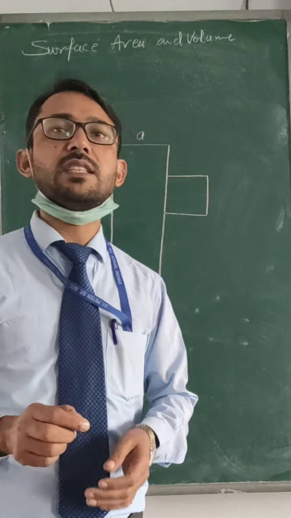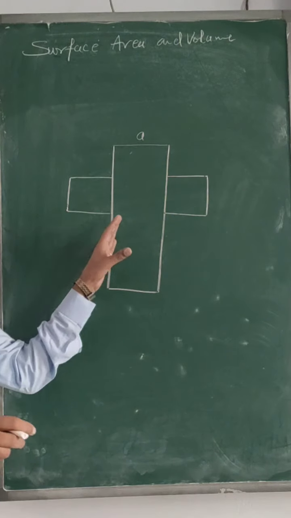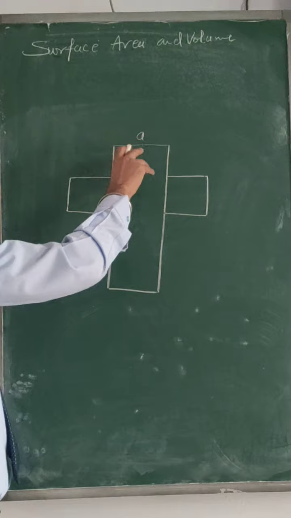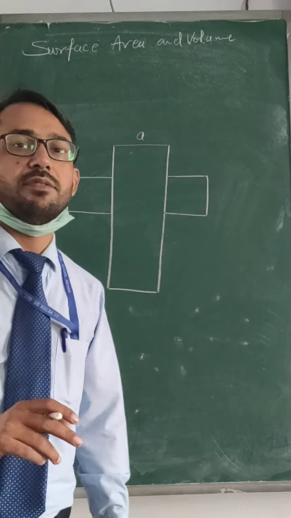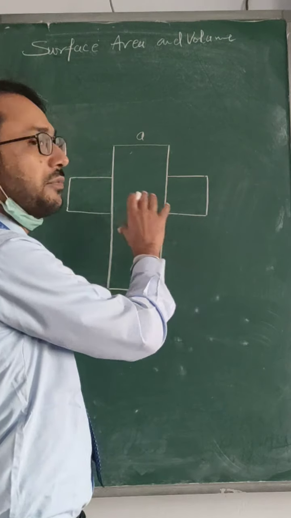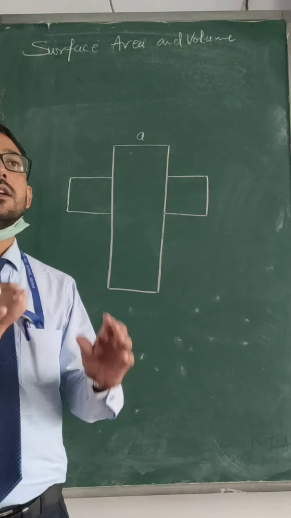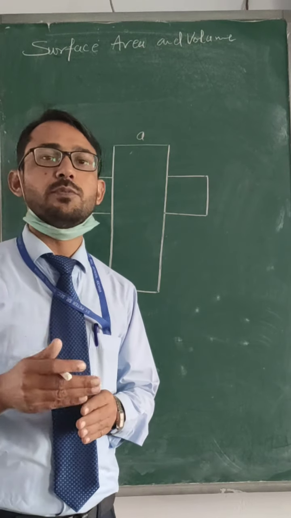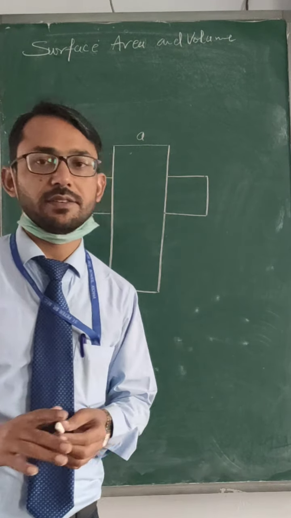So in this series, first of all, we are going to study the cube. We are supposing a cube of side A. Cube can be made from this type of figure. When we fold it, we will get a cube. So that we are going to make.